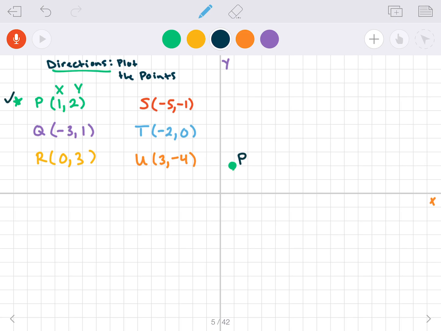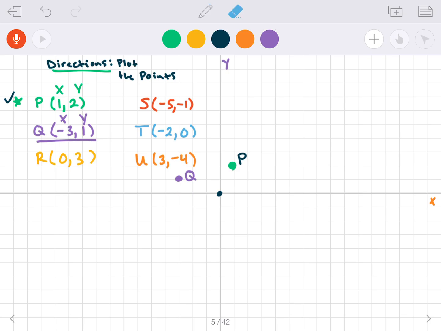Okay, that's done. Let's do Q. So again, we start from left to right first. We go to the left because it's negative 3, and then we go up 1 because y is positive. So we start at the middle, go to the left 3, 1, 2, 3, and then from there go up 1. So we end right here. So this is the point Q, (-3, 1).